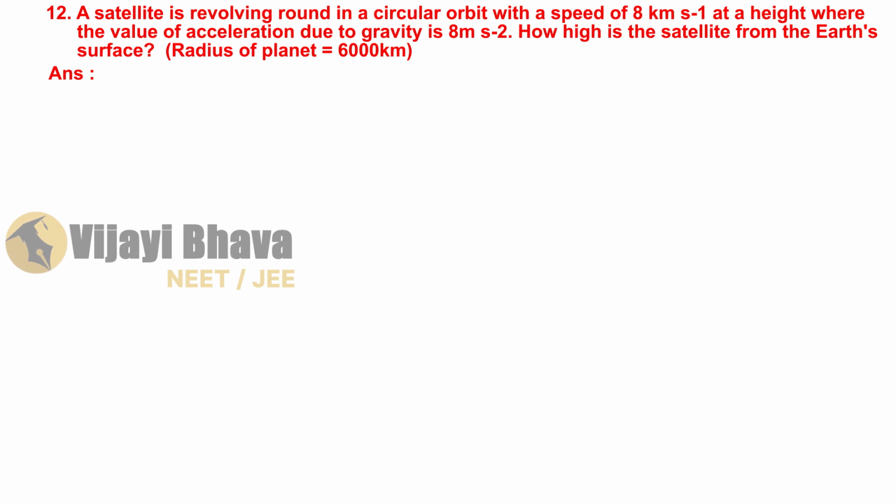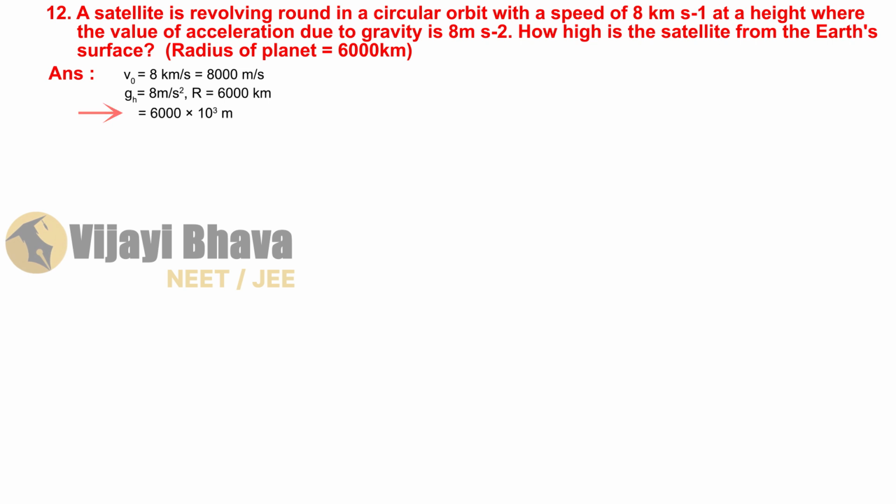The solution. Now first let us write the data given in the problem. Orbital velocity V0 is equal to 8 km per second, also can be taken as 8000 meter per second. Acceleration due to gravity at a certain height gh is equal to 8 meter per second square, and radius capital R is equal to 6000 kilometer, otherwise 6000 into 10 power 3 meter.